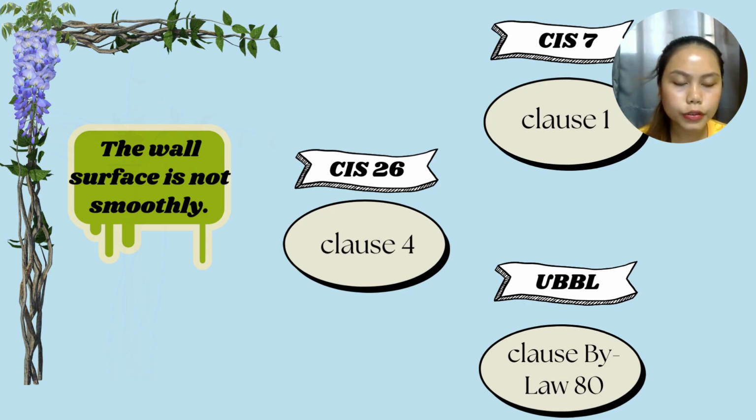And according to CIS 26 in clause 4, this clause states that the finished work should present a neat and tidy appearance. And next, according to UBBL 1984, by-law 80, this clause mandates that all material used in the construction must be of good quality and comply with relevant Malaysia standard, MS, or British standard.